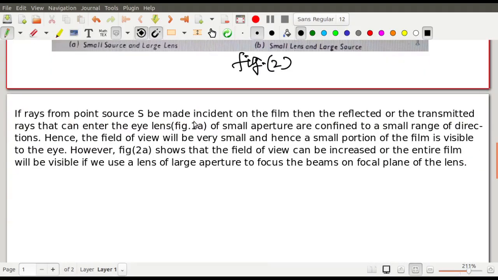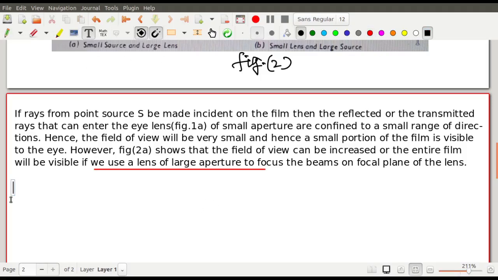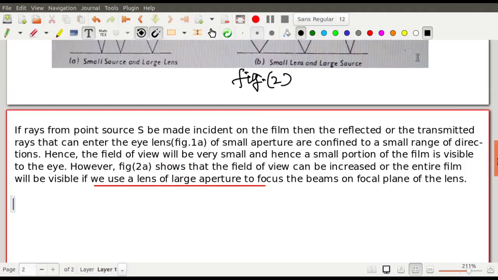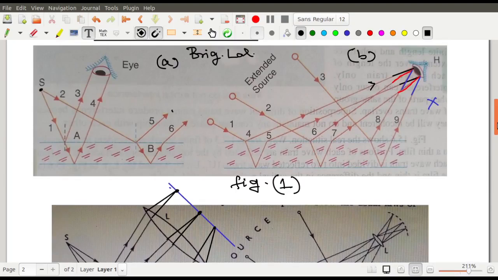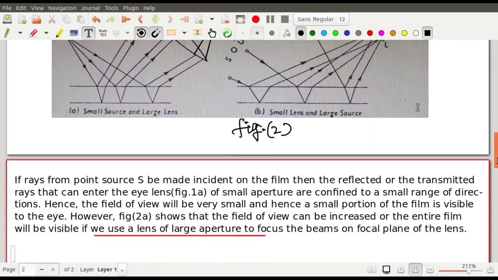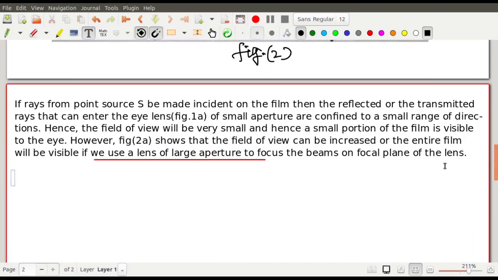I think that would be fine, right? So however, figure 2a shows that the field of view can be increased or the entire film will be visible if we use a lens of large aperture to focus the beams on the focal plane of the lens. If we use a lens of large aperture, right? Large aperture must be used, otherwise you cannot do with a point source. But if I want to have a look with an unaided eye, then this figure 1b or 2b is explaining the situation to me. Then let me write one more.